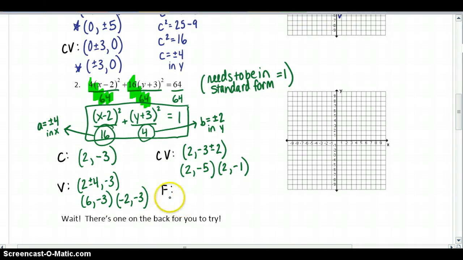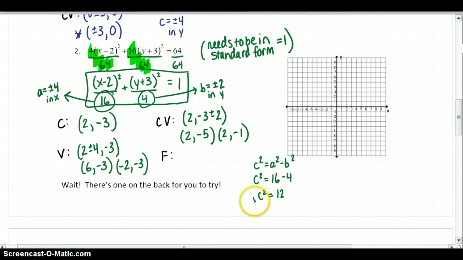So now the last piece is my foci. Remember, we've got that equation, c squared equals a squared minus b squared. So in this case, that's 16 minus 4. C squared is going to equal 12. Alright, that means I need to square root both sides. Simplify the square root of 12. Alright, we've got 4 and 3, 2 and 2, so there's a pair. So this is actually plus or minus 2 root 3.